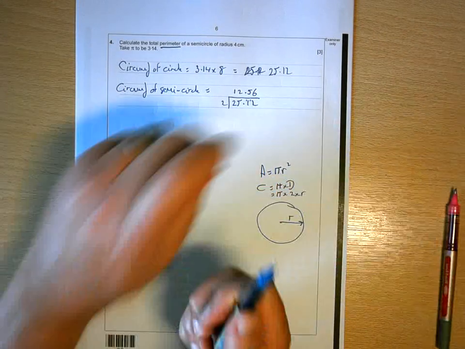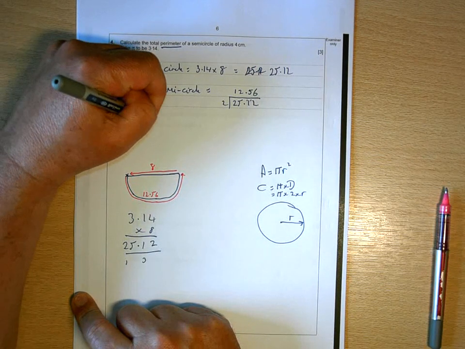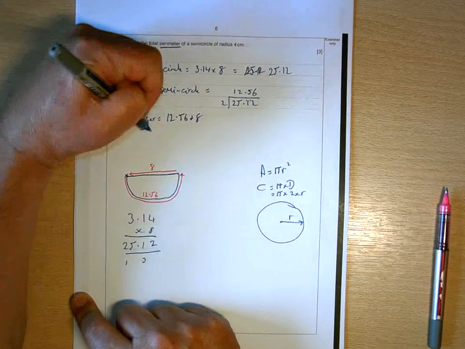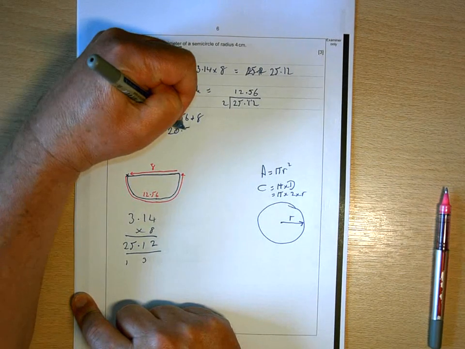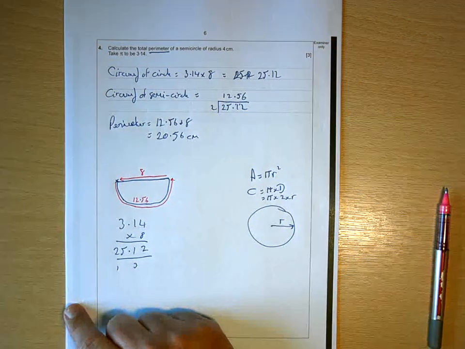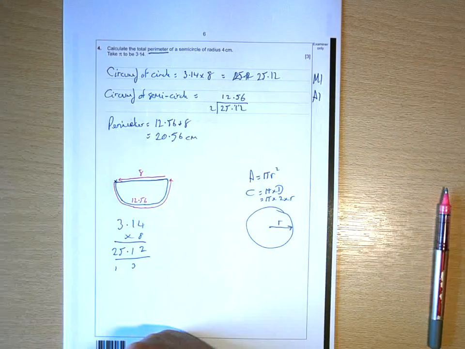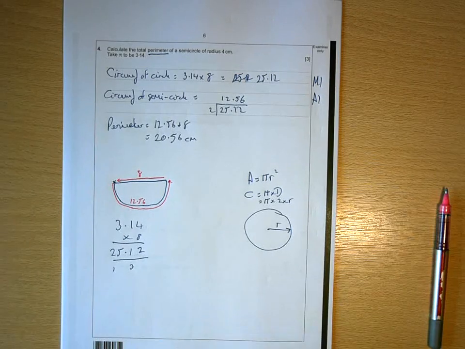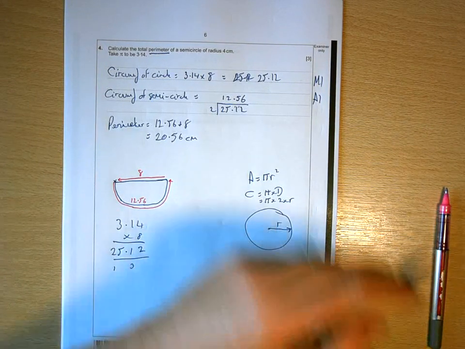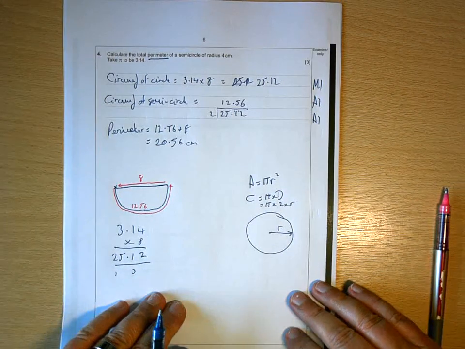So the perimeter will be 12.56 plus 8 equals 20.56 centimeters. So 3 marks for that. There'll be 1 mark for working out the circumference of the semicircle, and an answer mark for 12.56, and then a final answer mark for adding, remembering to add on the additional 8 centimetres.